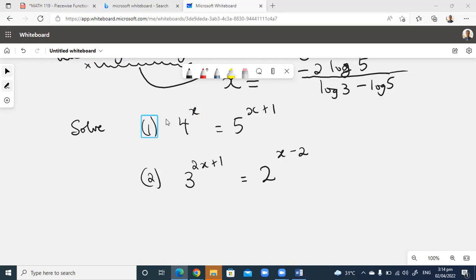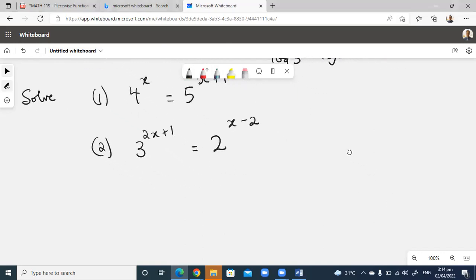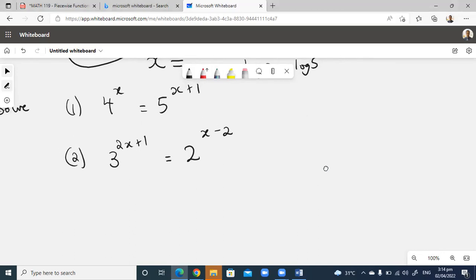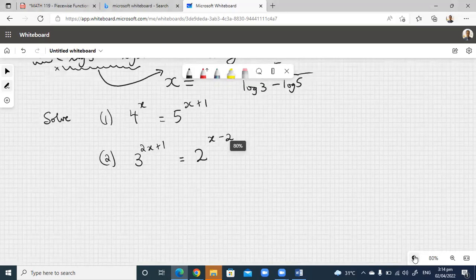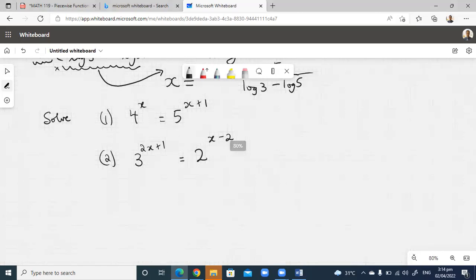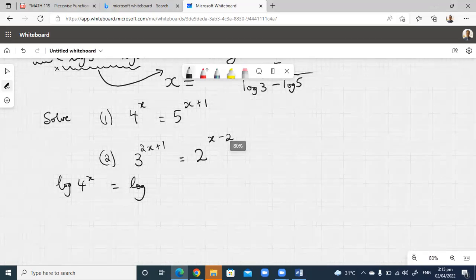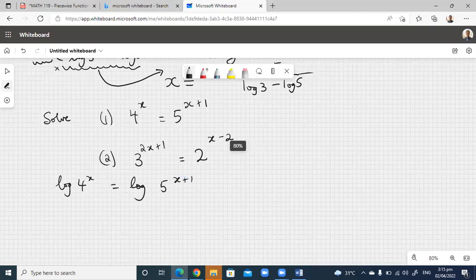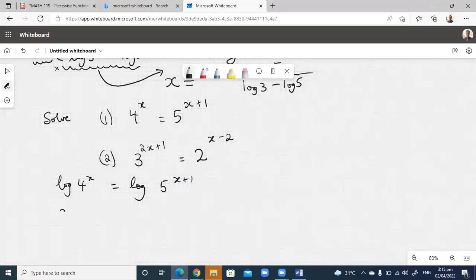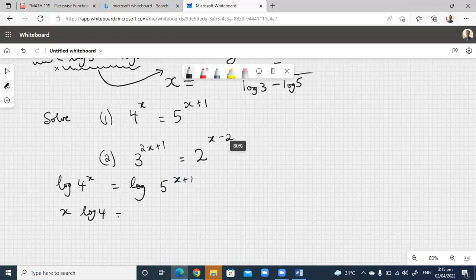Is anyone finished with number 1? Yes, sir. Okay, so I'm going to start working on question 1. For question 1, the first thing you do is you apply logs. So you'll get log 4 to the x is equal to log 5 to the x plus 1. Then you use the rules of logs. You'll get x log 4 is equal to x plus 1 log 5.